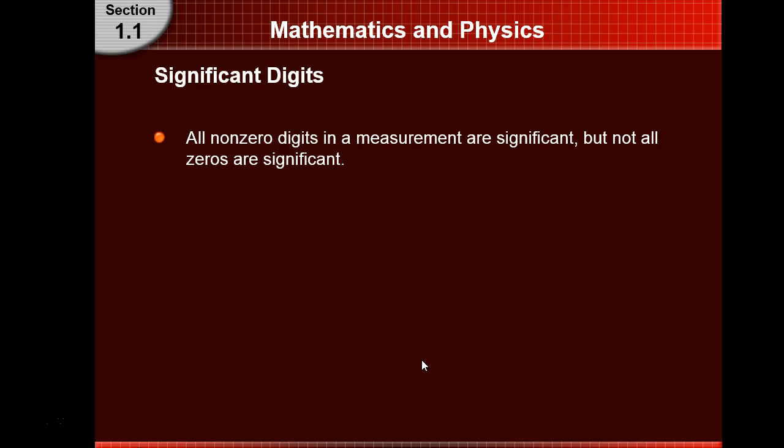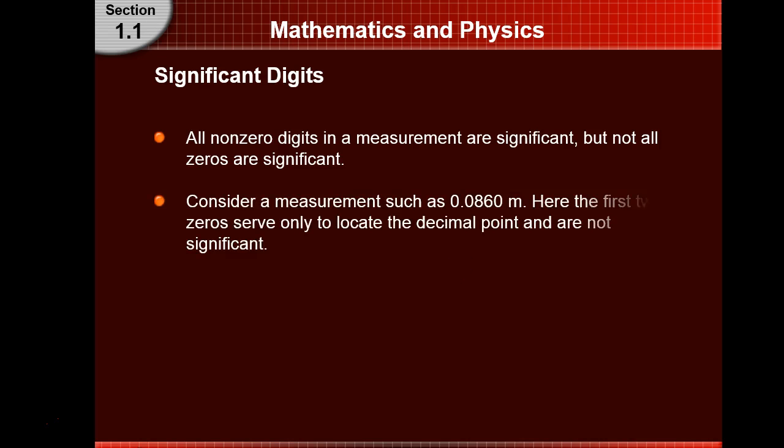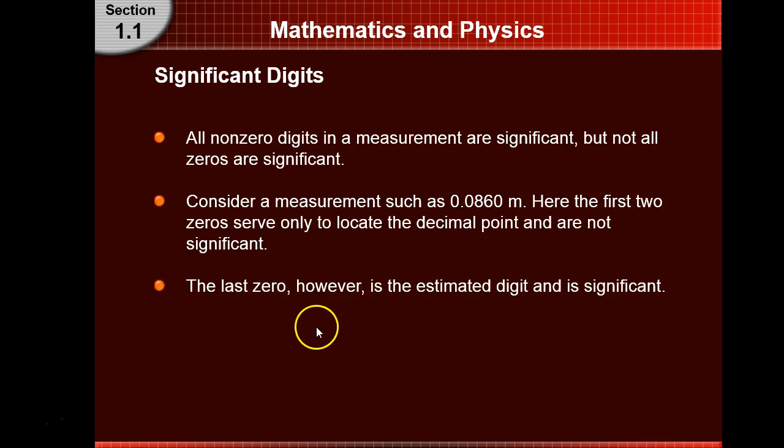All non-zero digits in a measurement are significant, but not all zeros are significant. If you have this example, the first 2 zeros are just a placeholder here. They're just telling you where that decimal goes, and so they are not significant. The last 0, however, is the estimated digit and is significant.